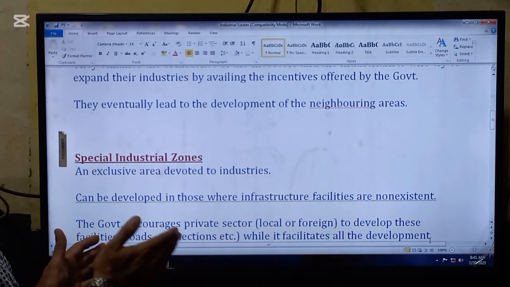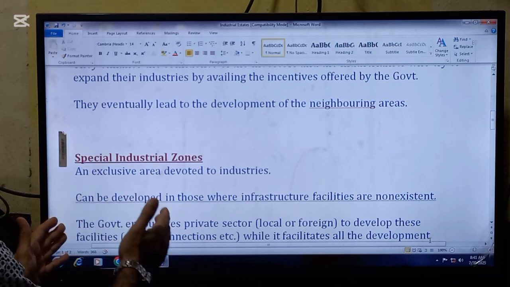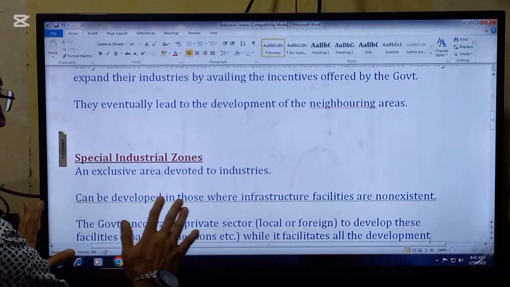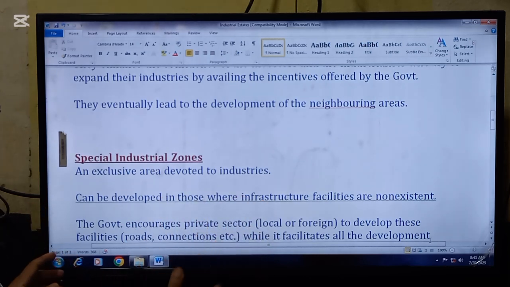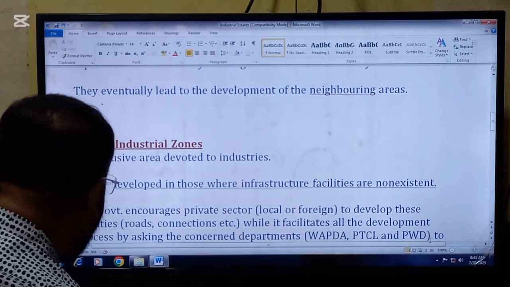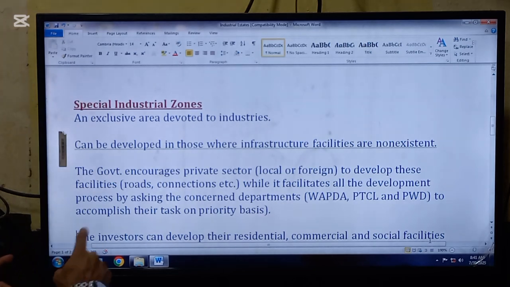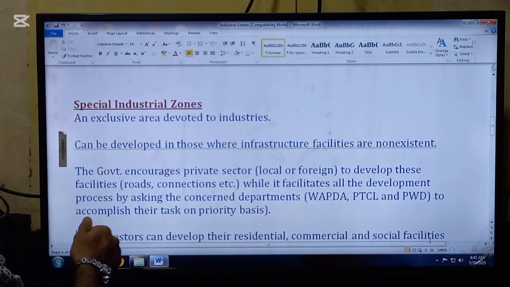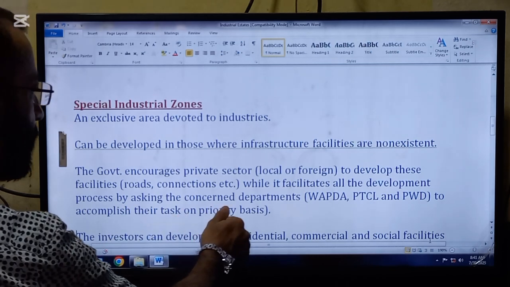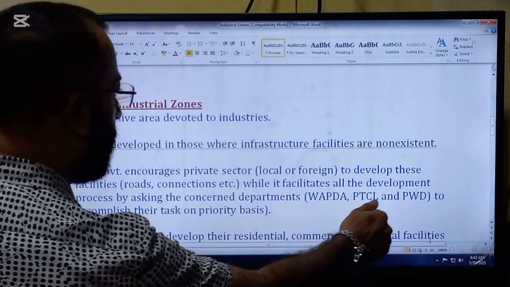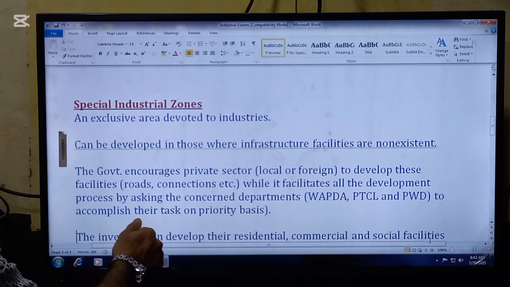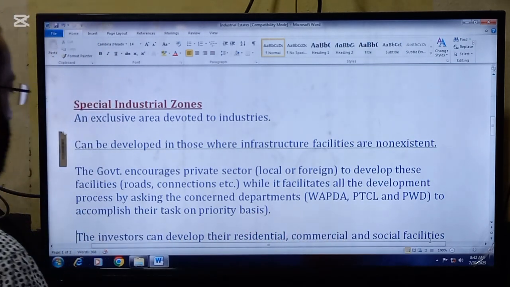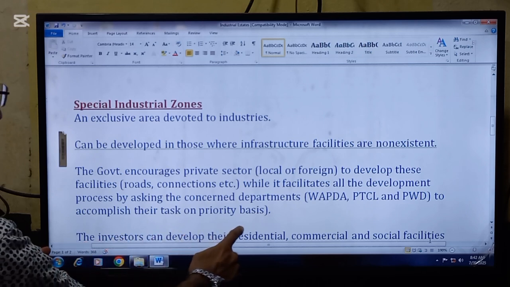So government normally encourages the industries to be developed in the area which is exclusively devoted to the industries. So gradually the infrastructure gets better in that area. The government encourages private sector, local or foreign, to develop these facilities, roads, connections, etc., while it facilitates all the development process by asking the concerned departments, WAPDA, PTCL and PWD, to accomplish their task on priority basis.